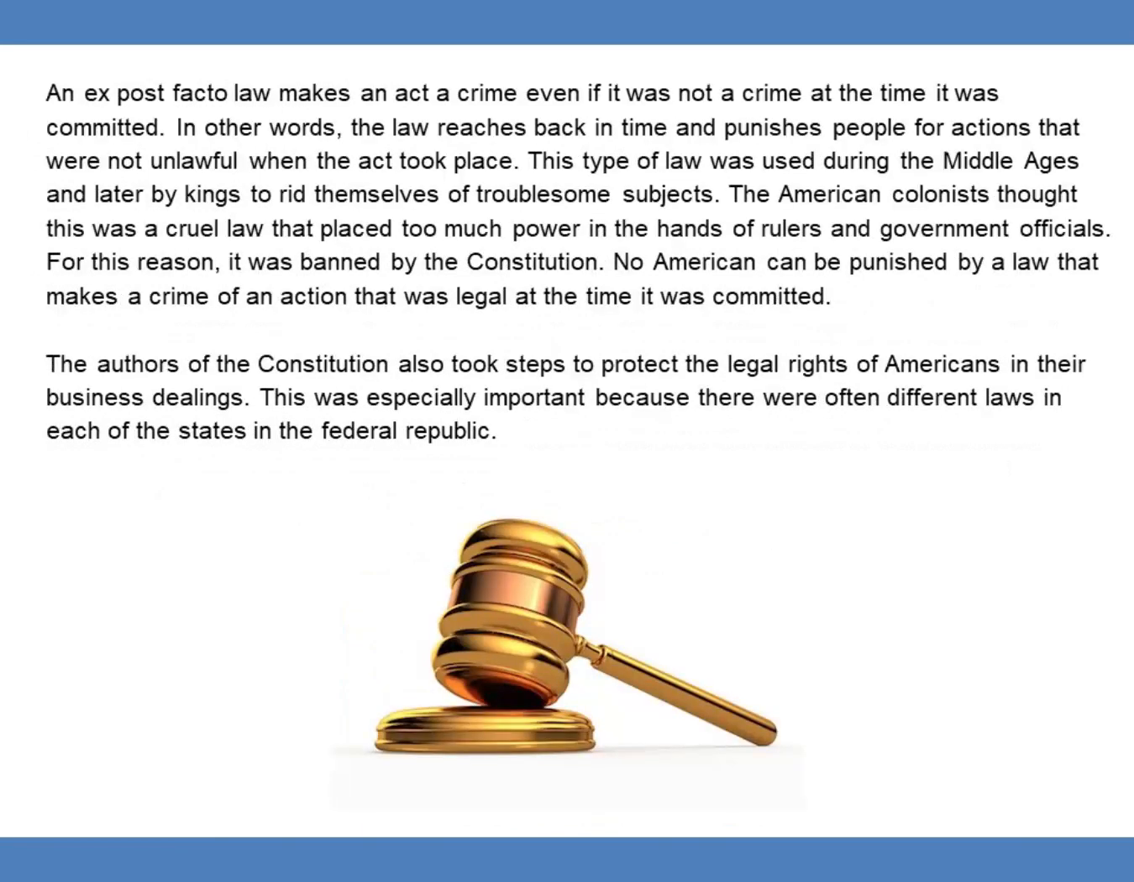An ex post facto law makes an act a crime even if it was not a crime at the time it was committed. In other words, the law reaches back in time and punishes people for acts that were not unlawful when the act took place. This type of law was used during the Middle Ages and later by kings to rid themselves of troublesome subjects. The American colonists thought this was a cruel law that placed too much power in the hands of rulers and government officials. For this reason, it was banned by the Constitution. No American can be punished by a law that makes a crime of an action that was legal at the time it was committed.